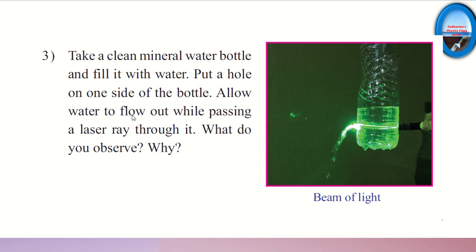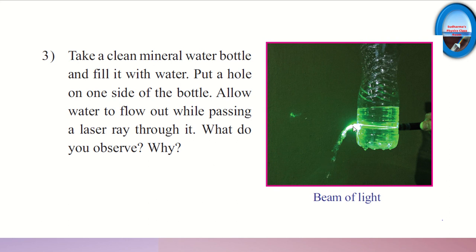Now going to the last question of the extended activities. Take a clean mineral water bottle and fill it with water. Put a hole on one side of the bottle. Allow water to flow out while passing a laser ray through it. What do you observe and why? So let's observe the diagram carefully here. Laser rays are allowed to pass through water. When you put a hole at one portion of this bottle, water starts flowing, right? And you can see that the light is trapped in the water which is coming out of this. So what does it mean?